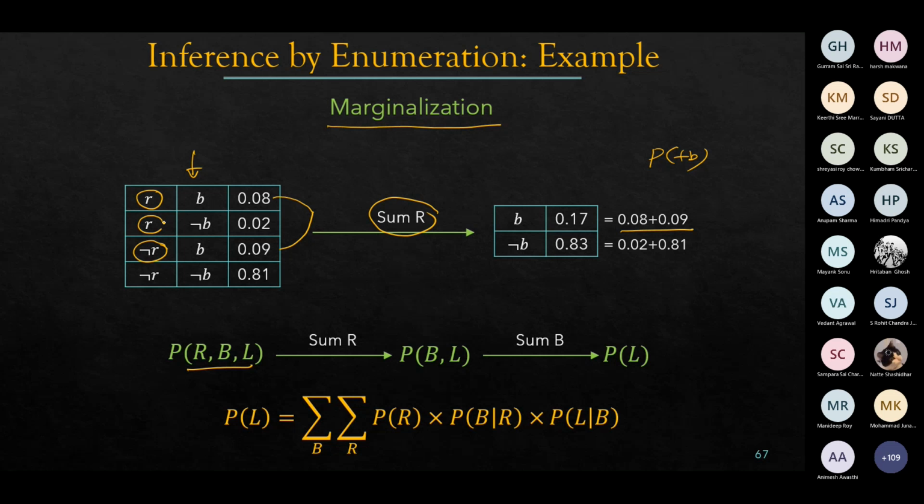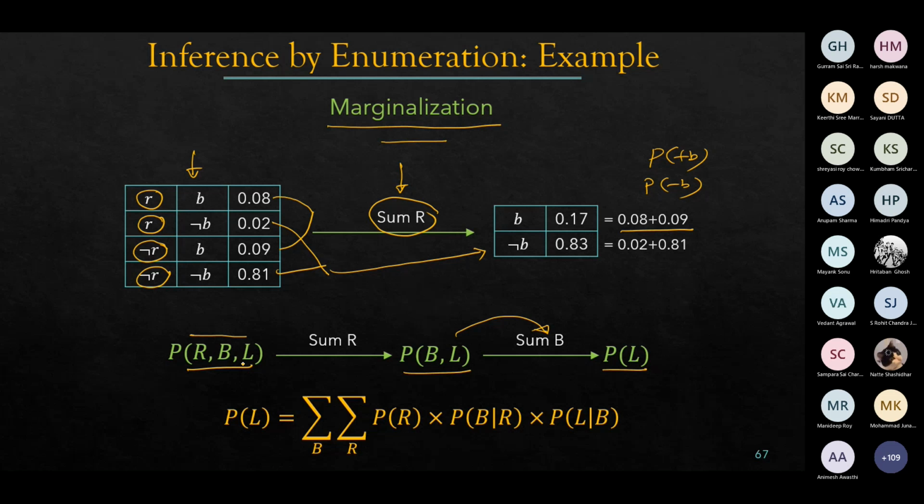And similarly, if we take this and take this and add these two values, this will be giving us the value for probability minus B. And that is what we are doing, the summation or sum out operation over R, which is also called marginalization on R, right? Now, if we perform marginalization over R on this joint distribution that we have already got, we'll be getting PBL. And then if we perform sum out operation on B, we'll be getting PL.